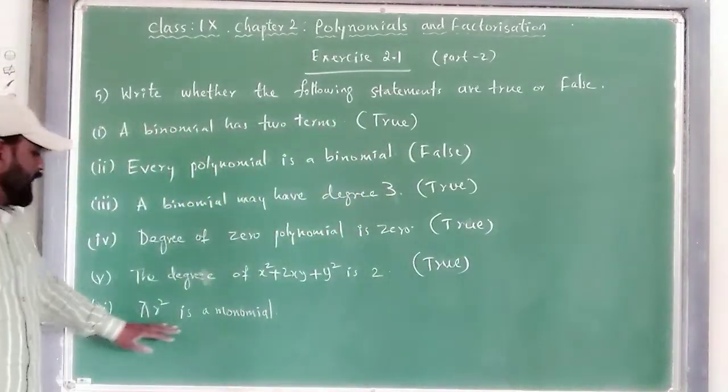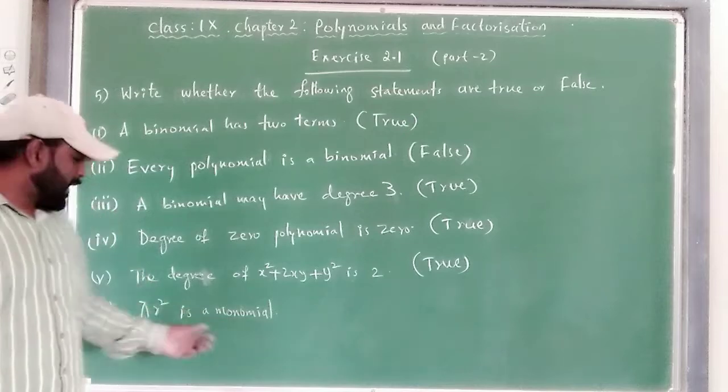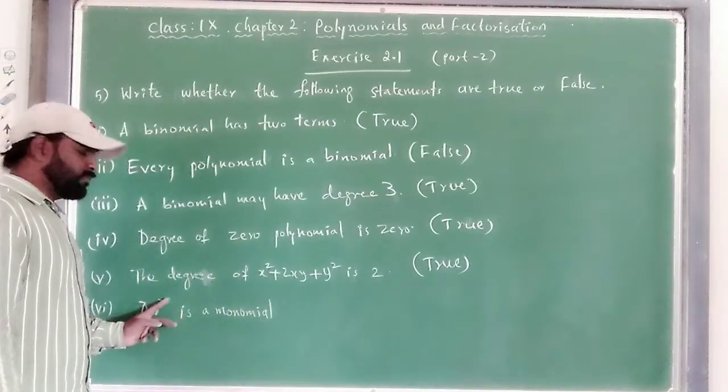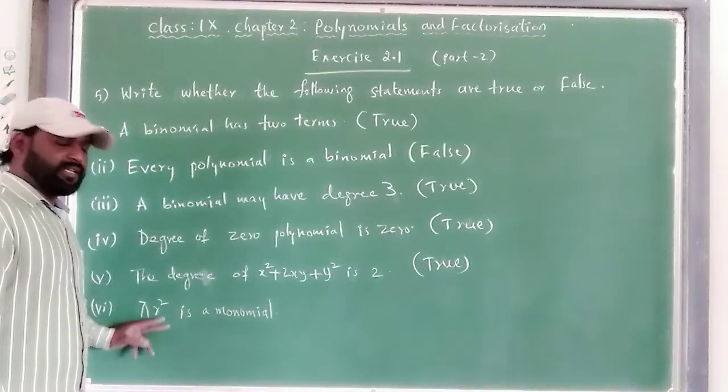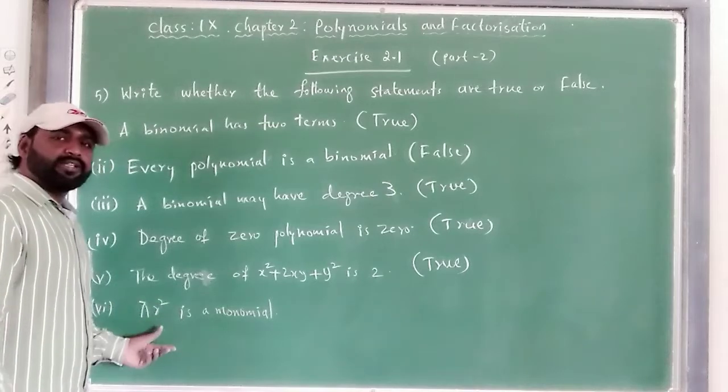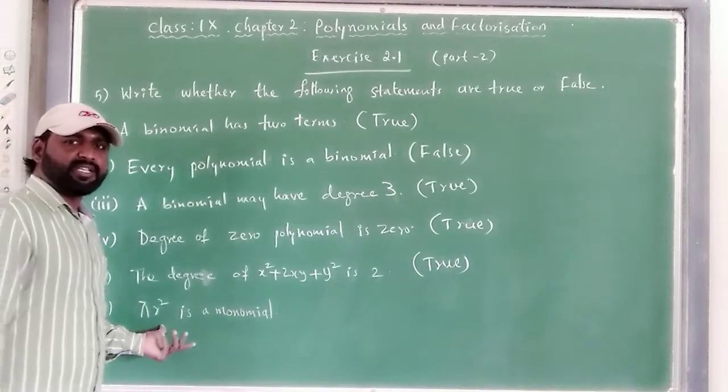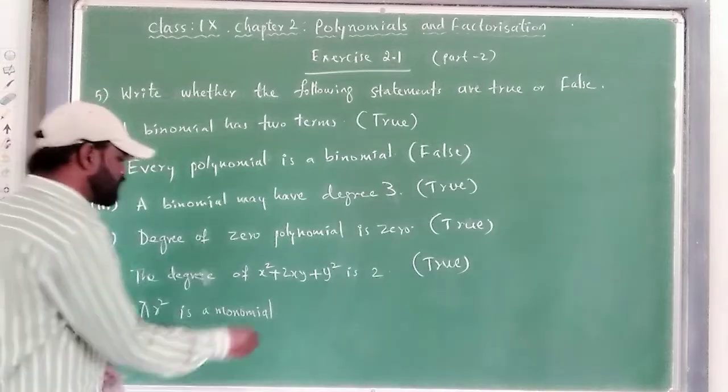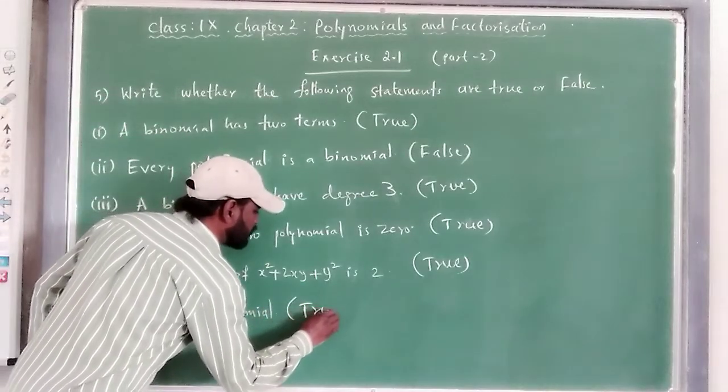Next, pi r square is a monomial. Yes, pi r square. It is only a single term. There is no other term involved here. Only one term is there. So it is a monomial. The polynomial with a single term is known as a monomial. So it is a true statement.